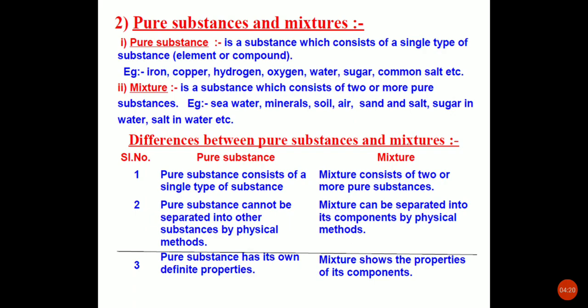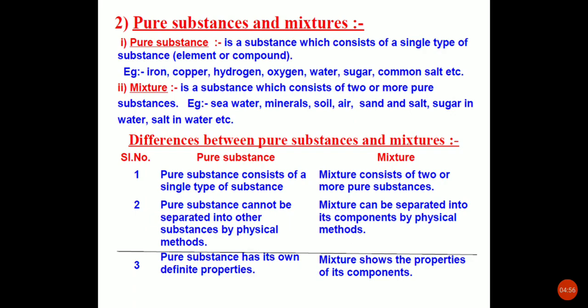Sea water consists of many pure substances. Minerals also contain many substances. Soil also has a number of substances. Air contains nitrogen, oxygen, carbon dioxide, carbon monoxide, many things are there. Sand and salt contains two components, sand and salt. Sugar in water, two components, two substances. Salt in water, two substances. So salt in water and sugar in water are very simple examples of mixtures.